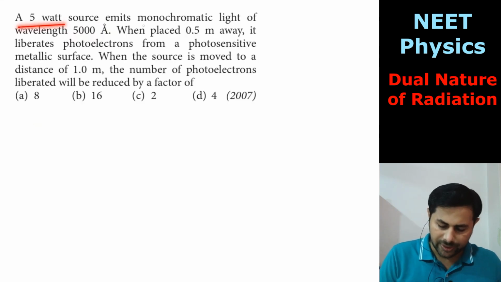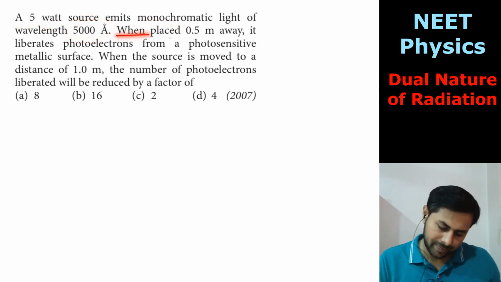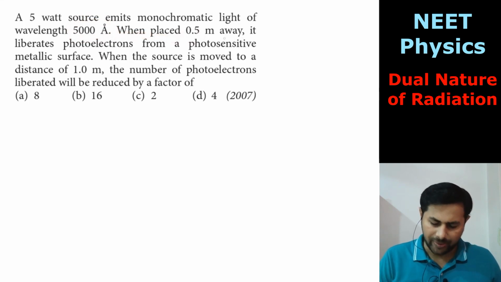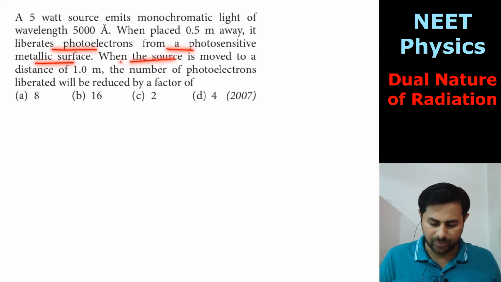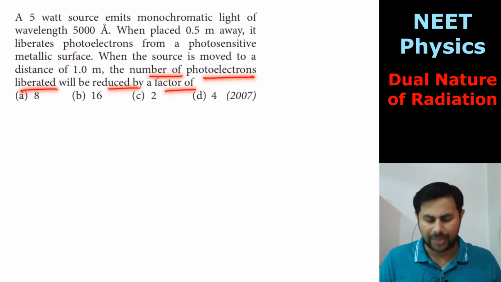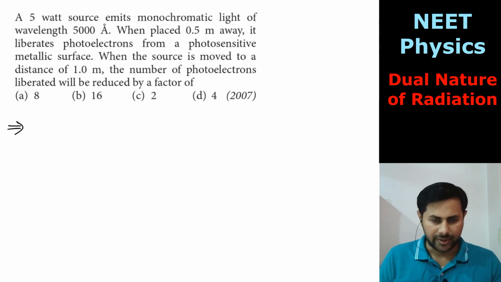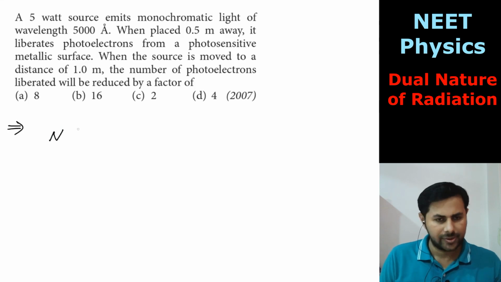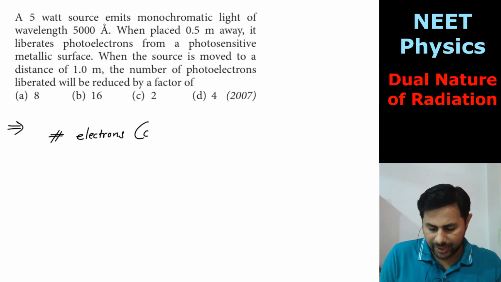A 5 watt source emits monochromatic light of wavelength 5000 angstrom when placed 0.5 meter away. It liberates photoelectrons from photosensitive metallic surface. When the source is moved to a distance of 1 meter, the number of photoelectrons liberated will be reduced by a factor of. Tell me. Option D. Yeah, that's correct. So number of electrons, or you can say current, is directly proportional to intensity.